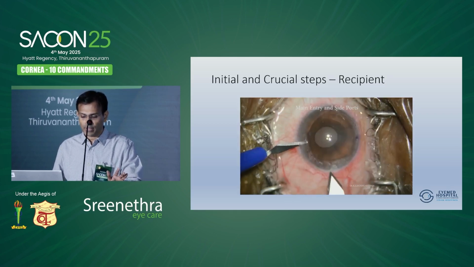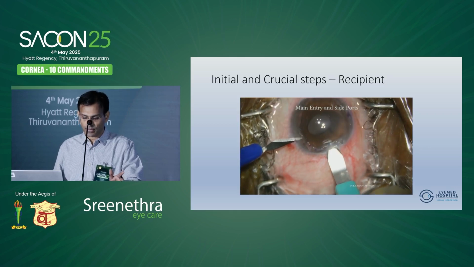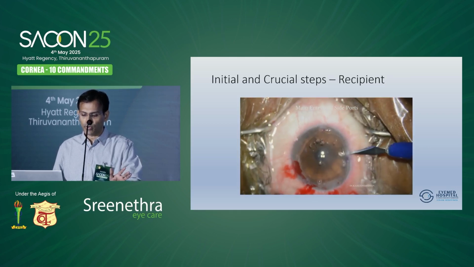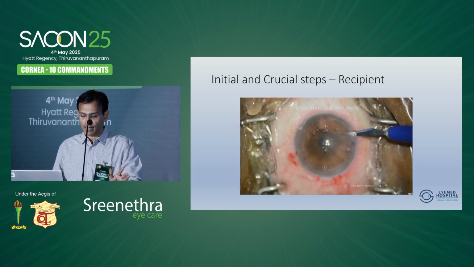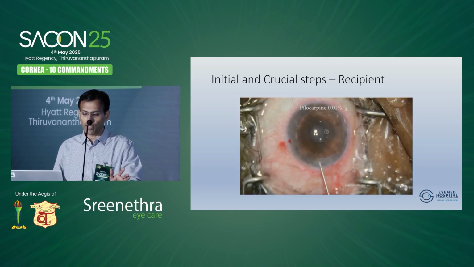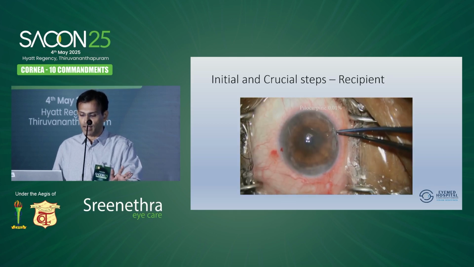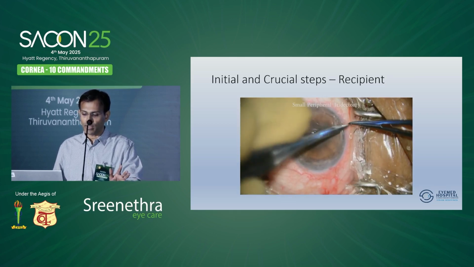Initially I used to put 2 side ports, but you can do 1 side port. You can do it with the keratome, our regular phaco incision, and then another side port for the PI. Use pilocarpine to constrict the pupil. As I told, pupil is our best friend here. And then, a PI, do a slit PI.